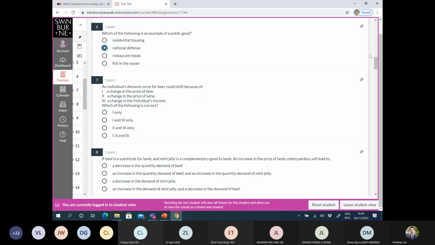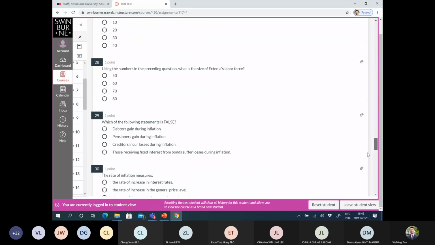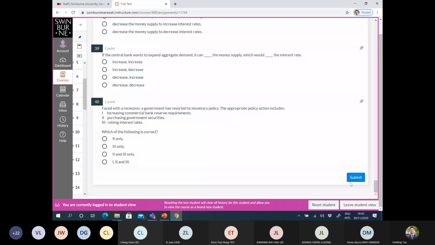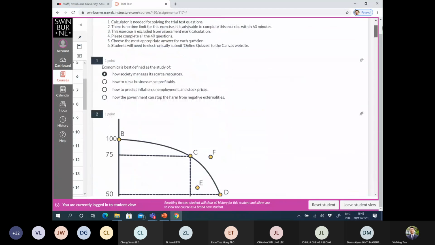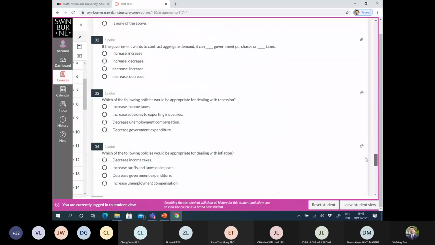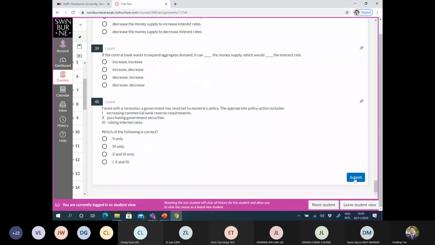So after answering the questions, you can just click on the submit button, which is on the bottom right hand side of the screen. Click on the submit button. But before that, it's better for you to check again. Make sure that you have answered all of the 40 questions. Check one more time, then click on the submit button.